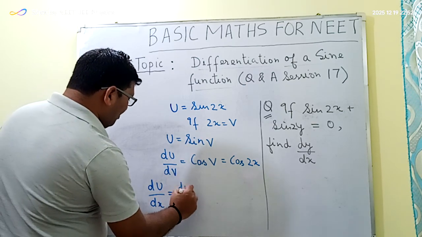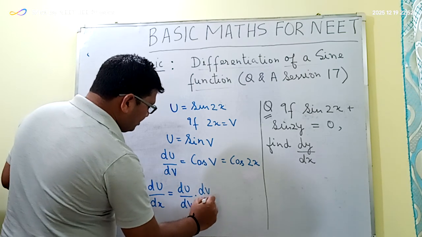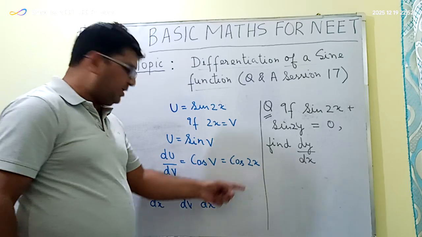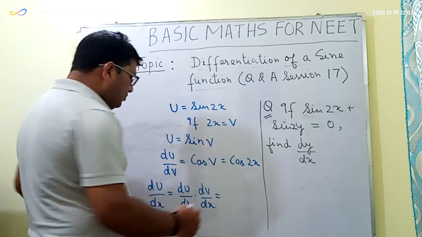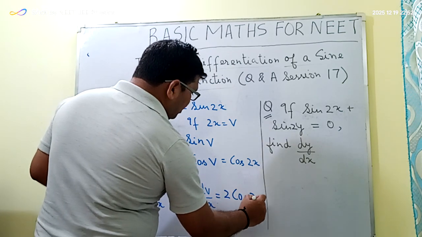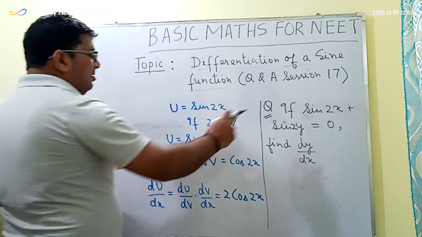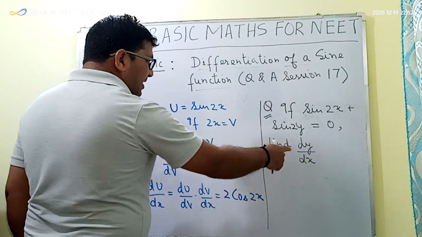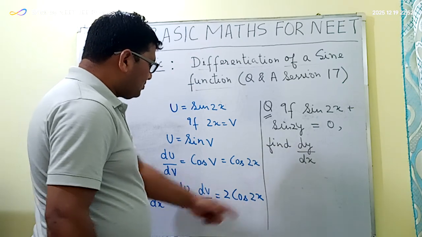Now du upon dx will be equal to du upon dv into dv upon dx. Now du upon dv is equal to cos 2x, and dv upon dx will be equal to 2. So the value will be equal to 2 cos 2x. So if I differentiate sine 2x with respect to x, then I will be getting the value as 2 cos 2x.